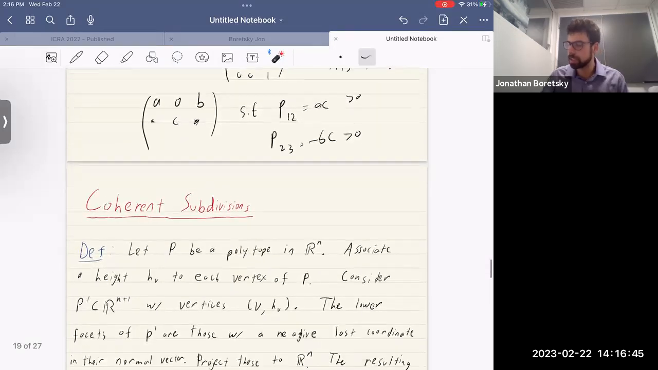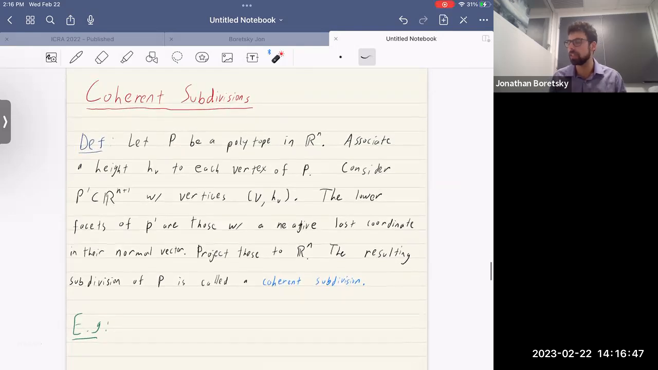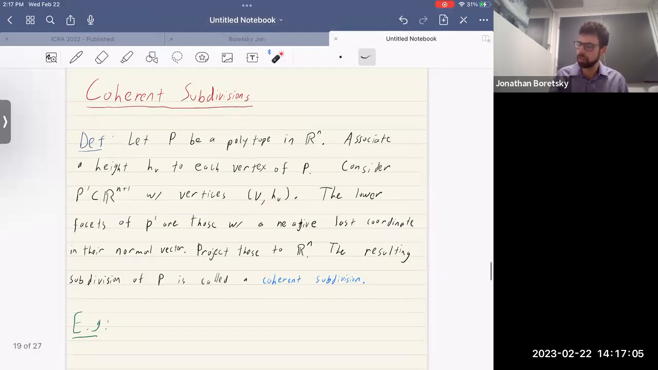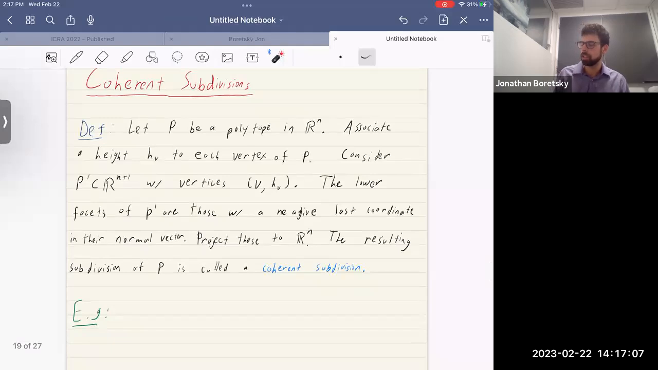Now, one more thing I need to define before I get to my main result is the idea of a coherent subdivision. So let P be a polytope in R^n, and we're going to associate a height vector h_v to each vertex of P. And we'll consider a new polytope P' in R^(n+1), whose vertices are lifted by a height of h_v. And then we'll look at the lower facets of P', which are those which have a normal vector pointing down with a negative last coordinate. And we'll project this back down to R^n. And the resulting subdivision is called a coherent subdivision.